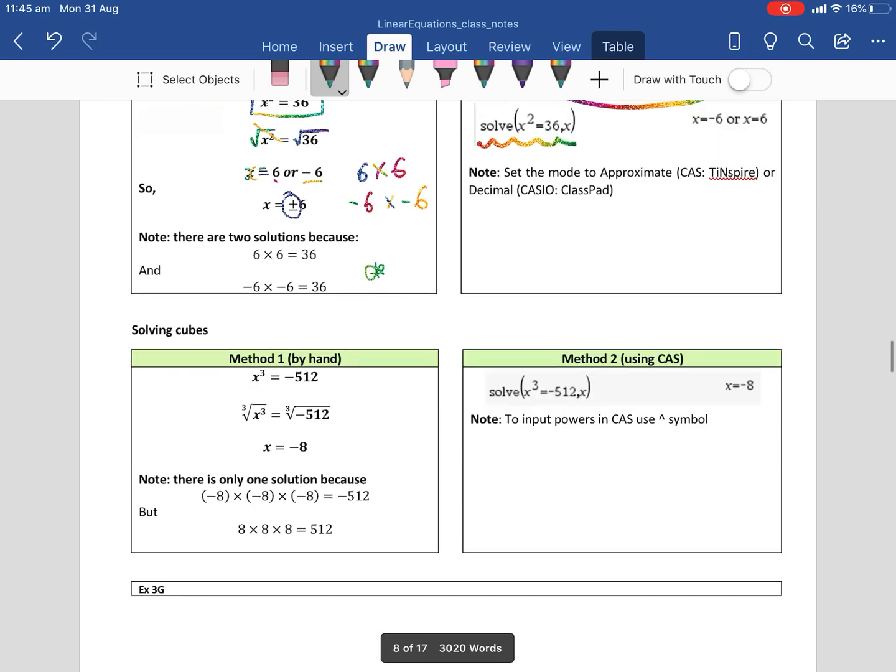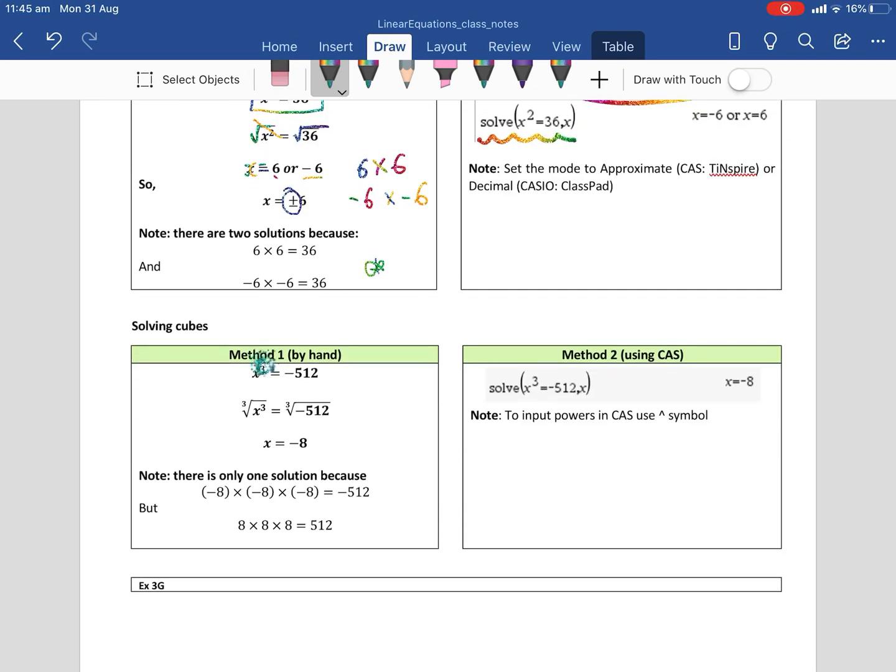Solving cubes, as I said before, to get rid of the little 3, you cube root the number. What that is, is finding a number you multiply 3 times to get that number. You can have a look here, but you can just use your CAS like you usually do. Alright, and that's exercise 3G.